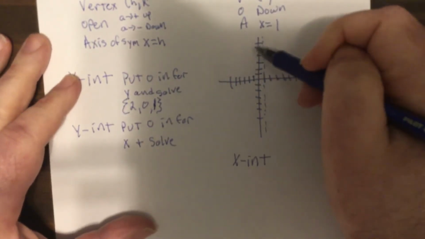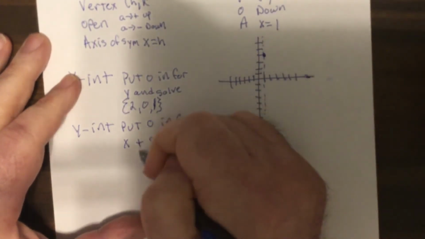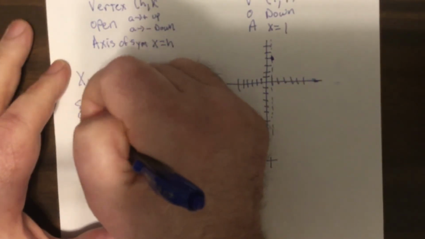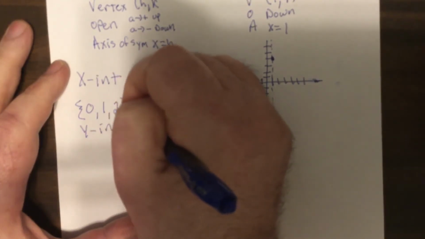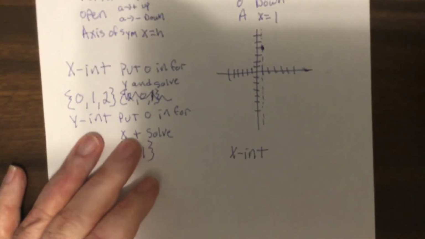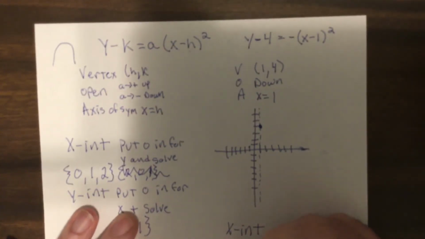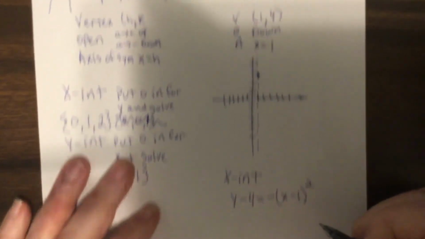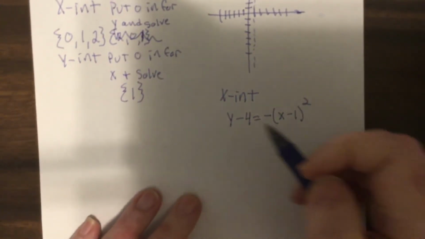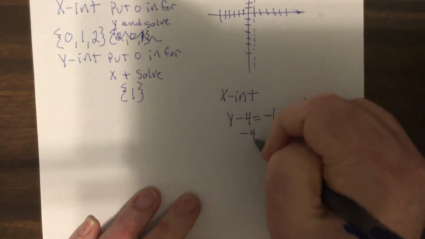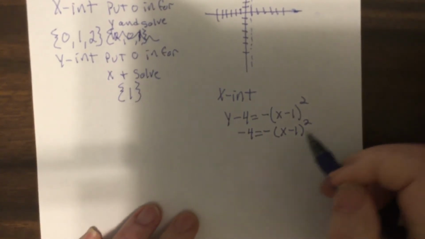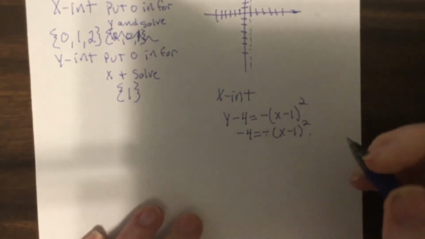Now for the Y-intercept, you will always have 1 if it opens up or down. We're going to fix that. I like that way better. So X-intercept for this problem, Y minus 4 equals negative X minus 1 squared. I put 0 in for Y, so I'd have minus 4 equals negative X minus 1 squared. Now, before I take the square root, I want to get rid of my A, so I'm going to multiply both sides by negative 1.